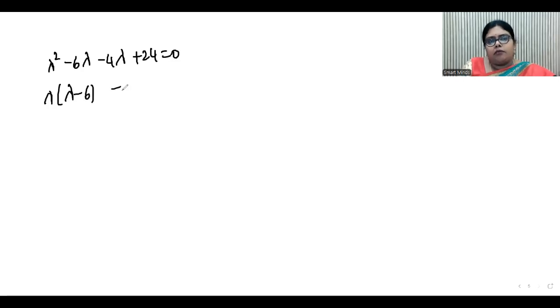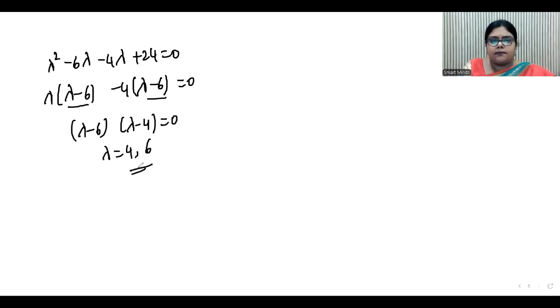If you use a scientific calculator, you will get 4 and 6. Or if you don't have a scientific calculator, you can split the middle term. How can you split? Lambda square, middle term minus 10 lambda, we can split as minus 6 lambda minus 4 lambda plus 24 equals 0. Lambda common, lambda minus 6. Minus 4 common, lambda minus 6. Again lambda minus 6 common, so (lambda minus 6) into (lambda minus 4) is 0. So lambda values are 4, 6.